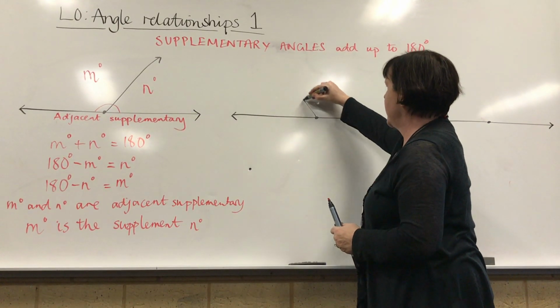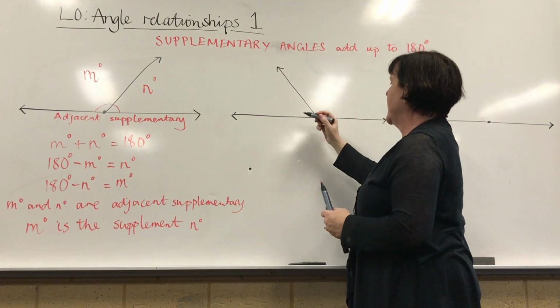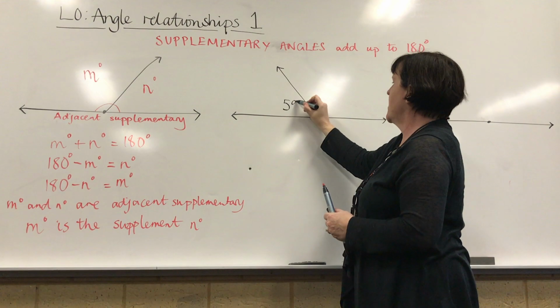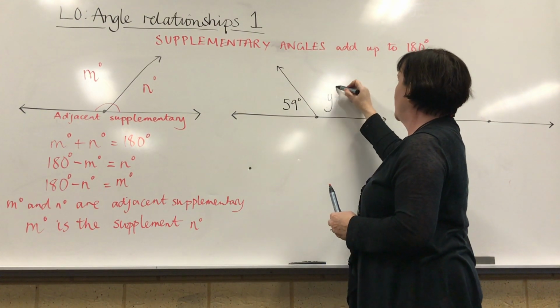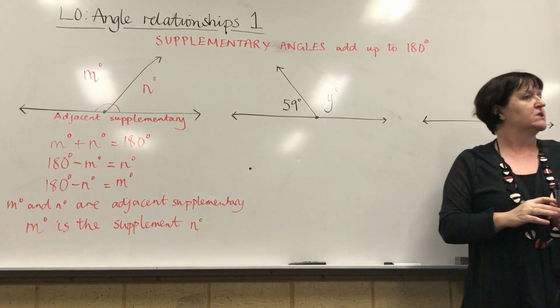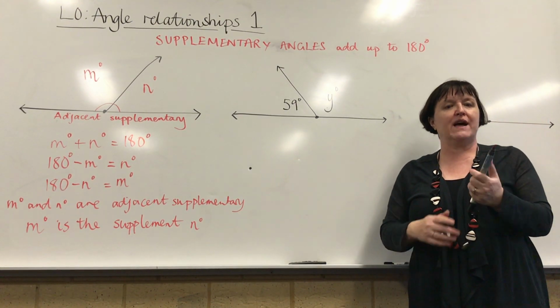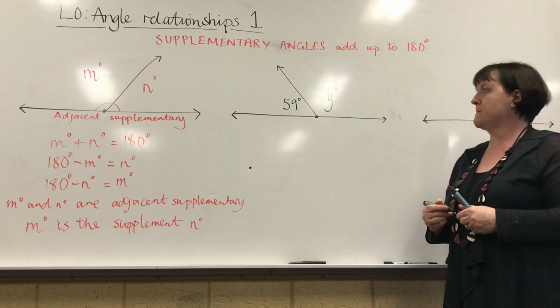Right, let's have a look on here. Let's have the ray going that way this time, and we'll have 59 degrees and we'll have angle Y. So, who can tell me something about that angle? Go on then, Tyler.